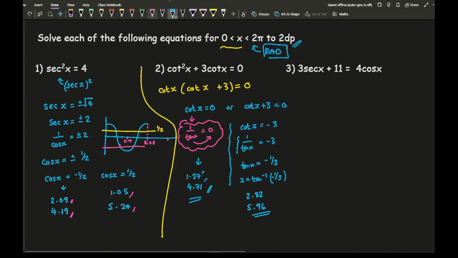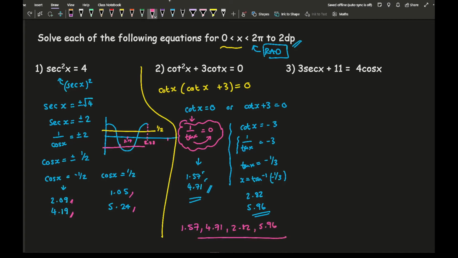Now when it comes to exams, I would recommend that you write your answers in a clear neat row, so they don't have to be in numerical order. What I would recommend is that you write 1.57, 4.71, and then 2.82 and 5.96, and there is my final answer.